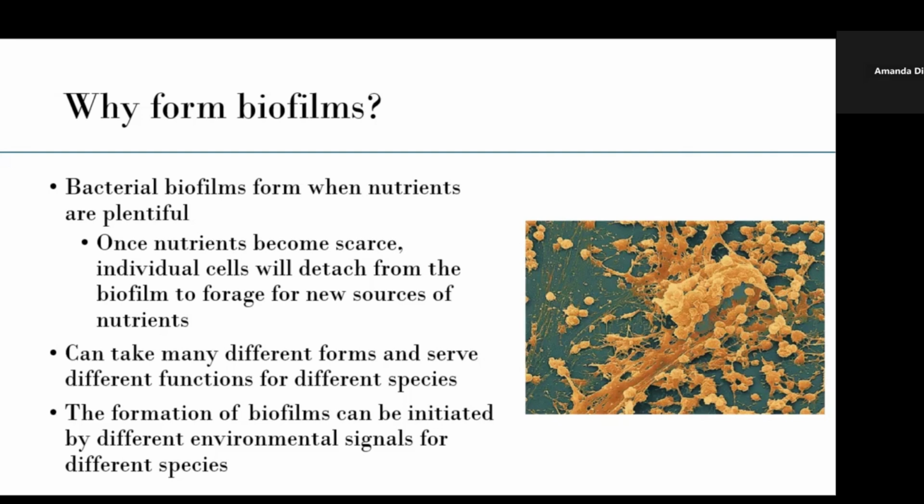Sometimes they form biofilms to respond to a stressor. So when there's a lot of antibiotics present in our body, they may start forming biofilms because the thick, gloopy covering of polysaccharides that they put over themselves prevents antibiotics from getting in. So it could be, hey, this is a great place to be, or we've got to hunker down and protect ourselves for a while. There are many different ways that they will form biofilms.